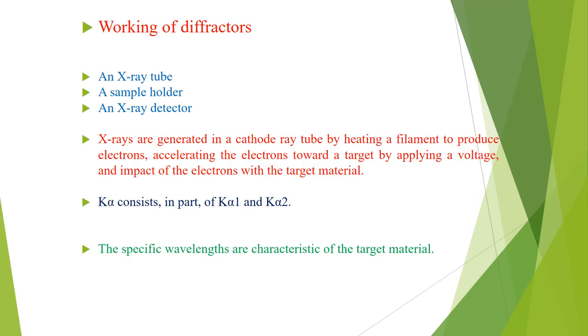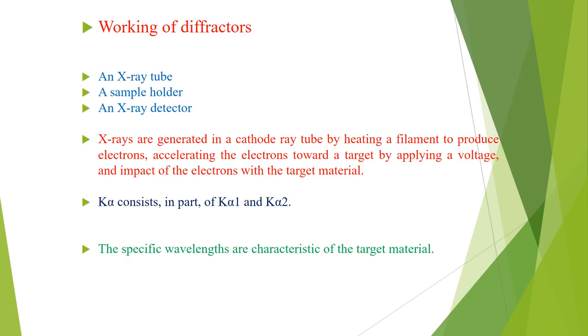X-rays are generated in a cathode ray tube by heating a filament to produce electrons, accelerating the electrons towards a target by applying a voltage, and impact of the electron with the target material. And when the electrons have sufficient energy to dislodge inner shell electrons of the target material, characteristic X-ray spectra are produced.